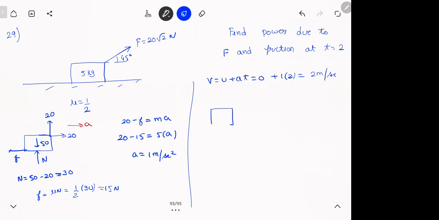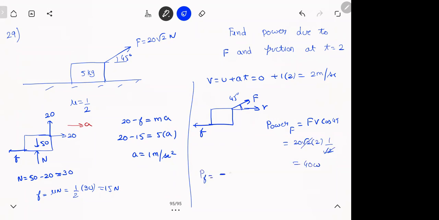So you want the power. So this is force, this is velocity, and this is 45, and this is friction. So power due to F will be F V cos 45. F is 10, 20 root 2. Velocity is 2. Cos 45 is 1 by root 2. 40 watts. Power due to friction will be, friction is backward, minus F into V. Minus friction is 15. Velocity is 2. Minus 30 watts.